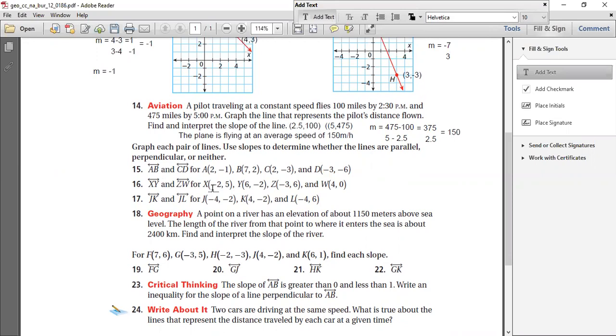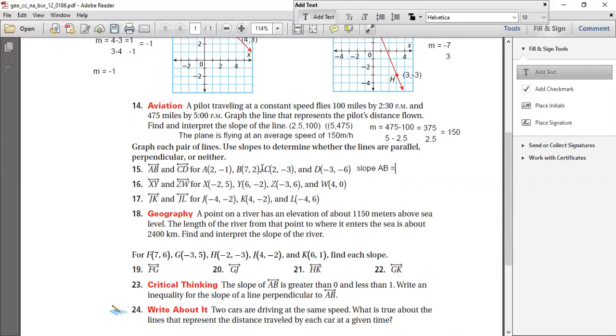So the coordinates are given as A is (2, -1), B is (7, 2), C is (2, -3), and D is (-3, -6). Okay, so the line AB, these two coordinates are together, and CD, these two coordinates are together. But before I graph, let me show you how to find the slopes. So here we are finding the first slope, of AB.